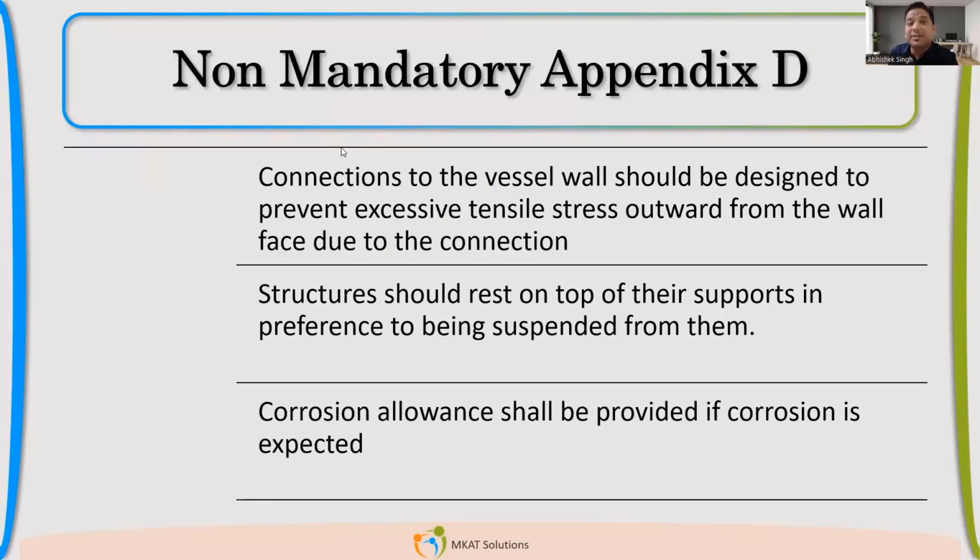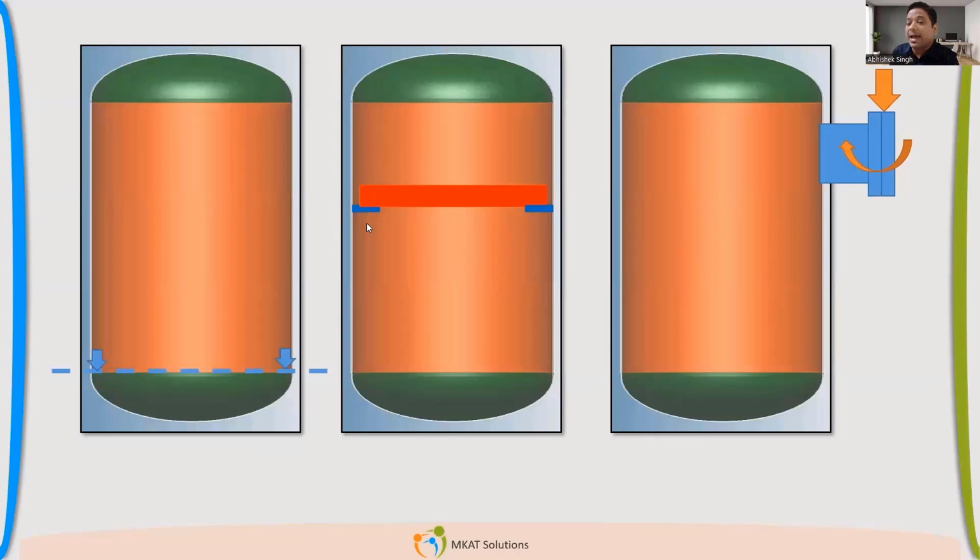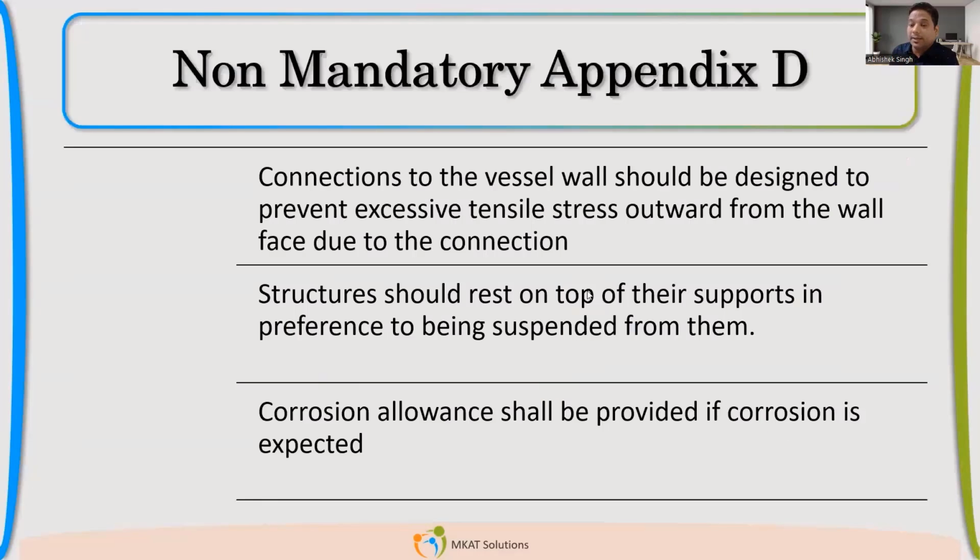So non-mandatory Appendix D is sort of a guideline. It's not giving detailed calculation, but a guideline on how to provide these supports. The structure should rest on top of its support. I cannot hang this. Whatever the internal support is, it should be above this supporting arrangement. The part which is welded directly to the shell, on top of it the internal should come. I hope it is making sense.